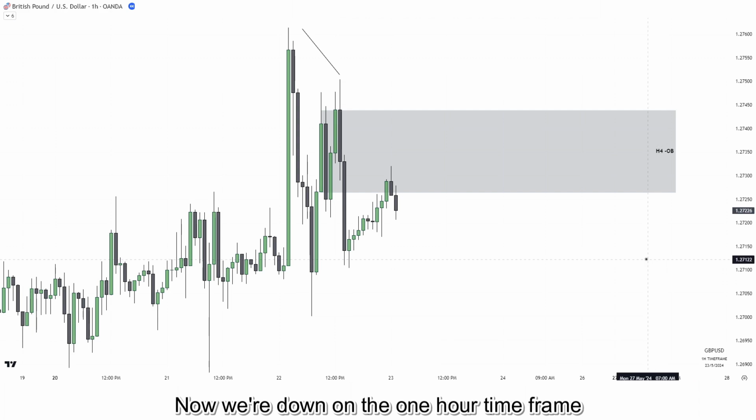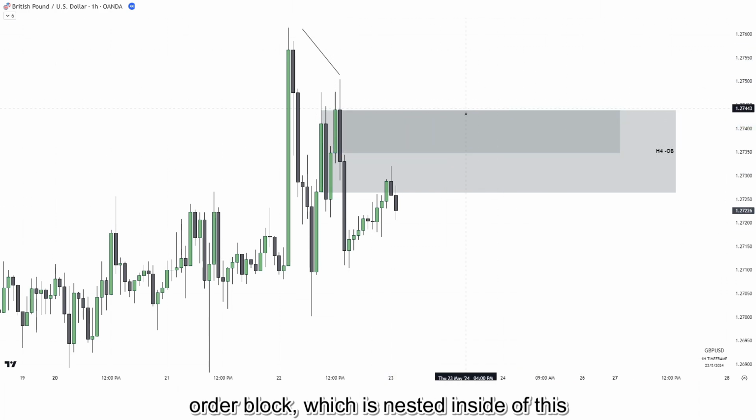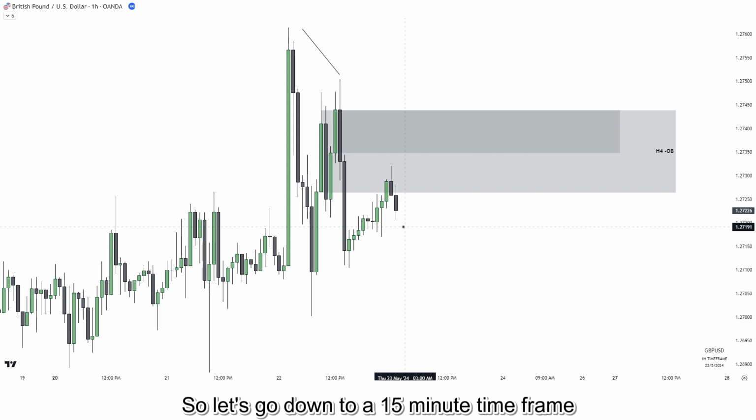Now we're down on the 1 hour time frame, and we can already identify this 1 hour order block, which is nested inside of this 4 hour order block. We are coming into a London session here at 2 a.m. So let's go down to the 15-minute time frame and anticipate price to come up into this level and see if we can get our Blowoff signature.